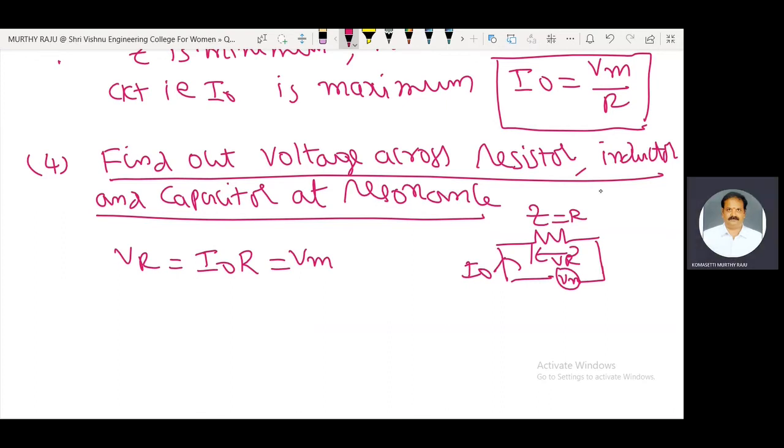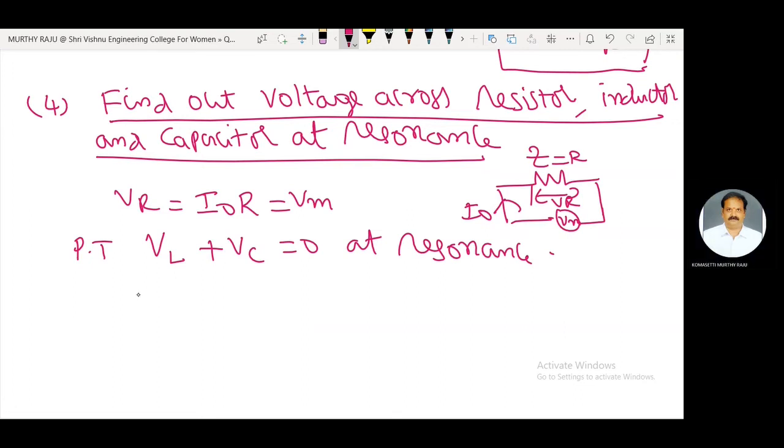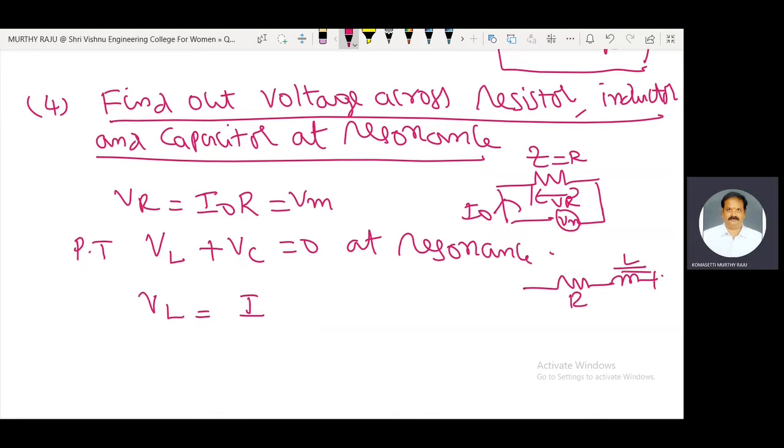Next, we want to find out the voltage across the inductor and capacitor at resonance. Prove that the net reactive voltage, that means VL plus VC, is equal to zero. The total voltage across the inductance and capacitor is zero at resonance. We know that the current flows through the circuit, and along with it the inductance J omega L and the capacitance 1 by J omega C are also there.